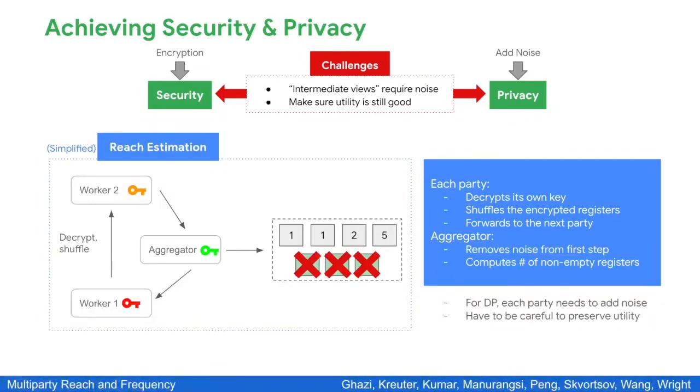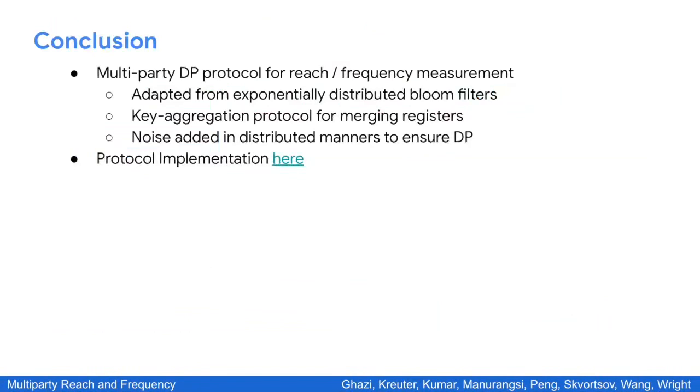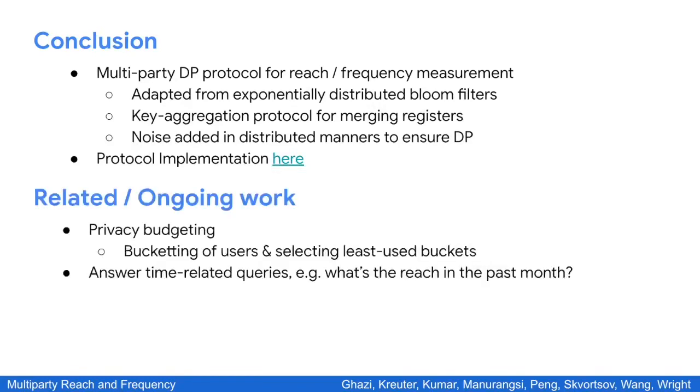To conclude, we have given a multi-party differentially private protocol for reach and frequency. Our protocol implementation can be found online on GitHub. There is some related and ongoing work, such as how to do privacy budgeting over multiple queries or how to answer time-related reach and frequency queries.